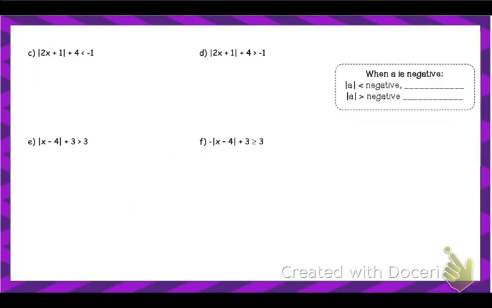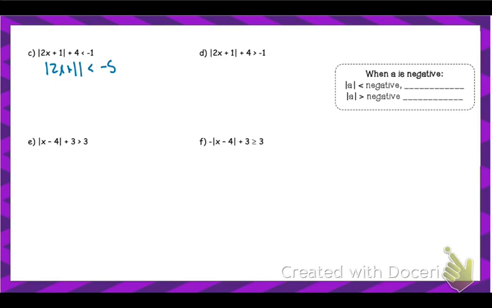All right, so now we're going to look at a couple different cases. So let's start with this first one. Again, first step, get your absolute value by itself. Okay, so now at this point, we're looking for where the absolute value of 2x plus 1 is less than negative 5.